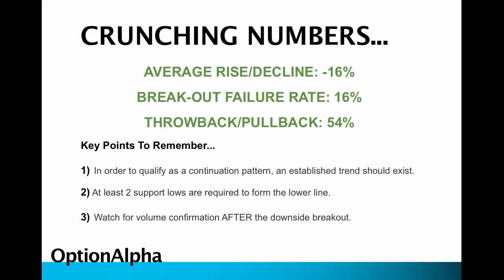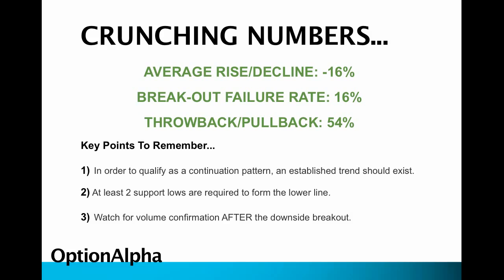Crunching the numbers here, as we always do with these chart patterns, the average rise or decline after the breakout is pretty substantial. It's about 16%. Now this is a little bit less than some of the major bottoms and tops, but a 16% move in the middle of a trend is still a very, very good move after an already established trend. The breakout failure rate's about 16% as well, historically speaking. That's a little bit higher than we wanted to see, and that's usually because of the nature of the pattern.